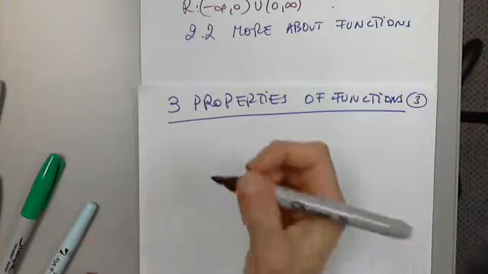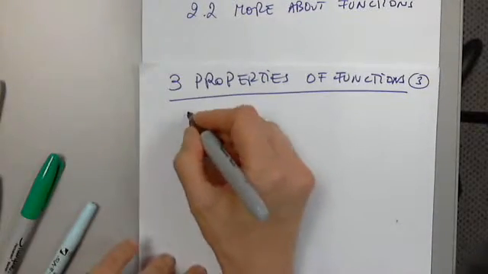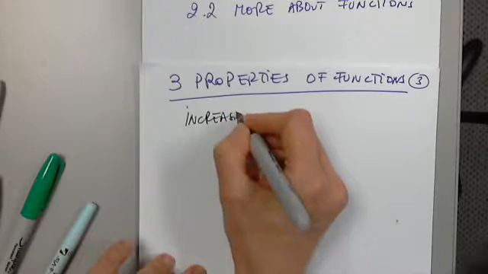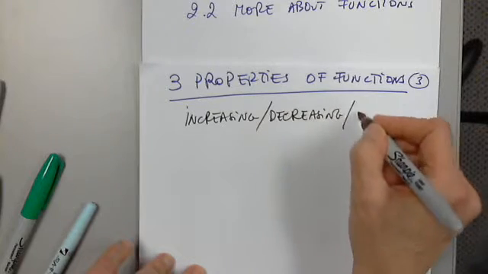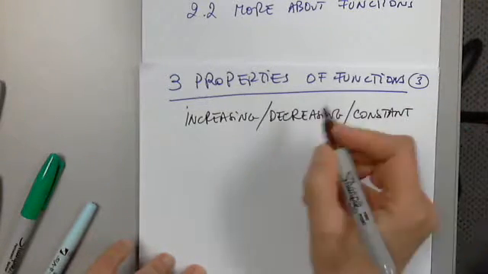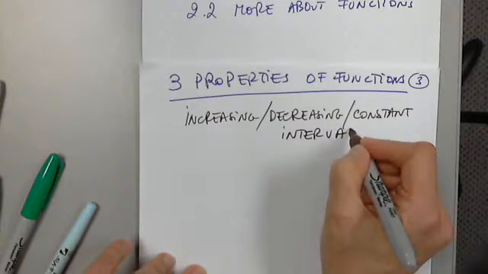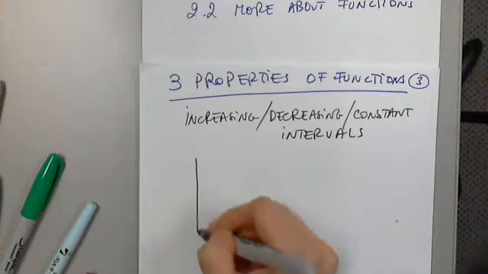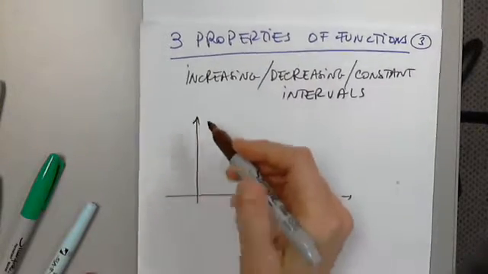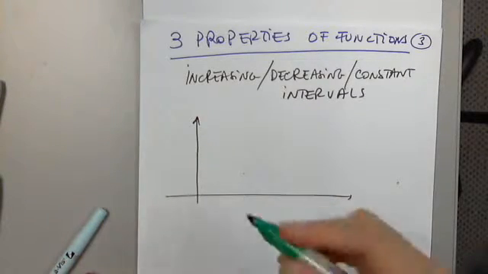And here's the first one. Increasing, decreasing, or constant intervals. So in other words, a function can be increasing, decreasing, or it can be constant. Let's look at a graph, a very simple graph. Let's graph it together. Something like this.